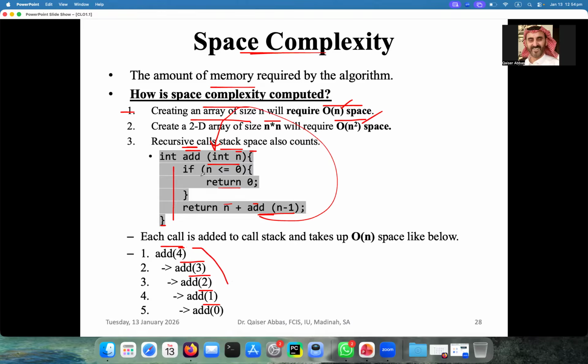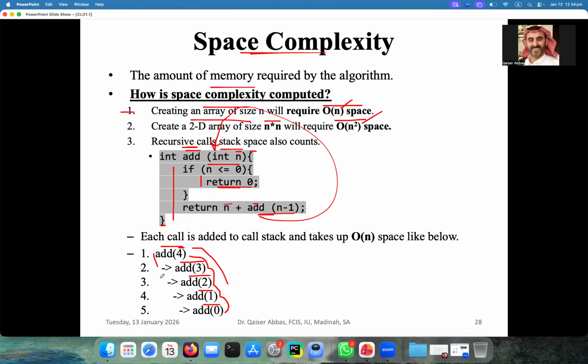And when the base case is executed, return 0, this will give you 0. This value will go back to the previous call, to the previous call, to the previous call, to the previous call. And the values will be popped from the stack.